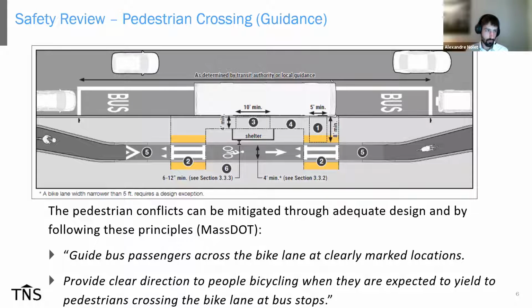We also did a review of the pedestrian crossings, and we analyzed the safety and also compliance with guidelines, to see what was available at the time in terms of guidelines for the design and construction of these types of facilities. We also analyzed the safety level of those specific facilities.